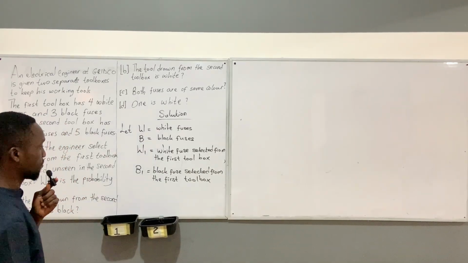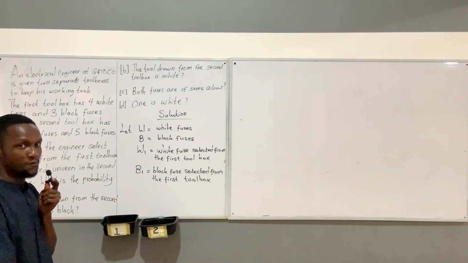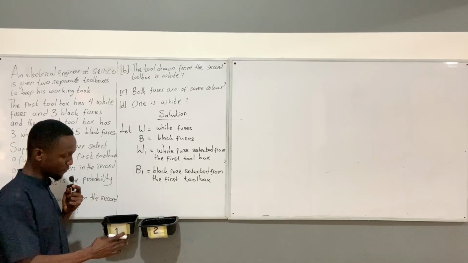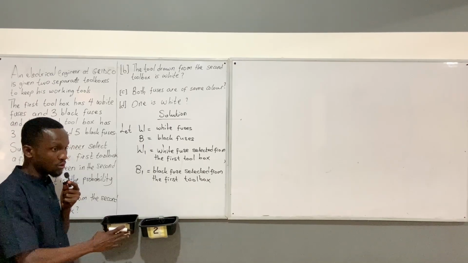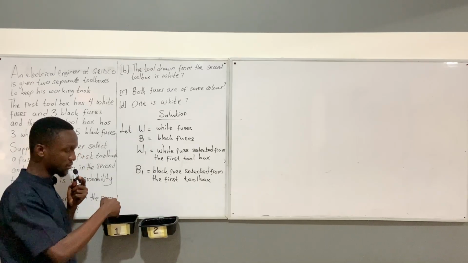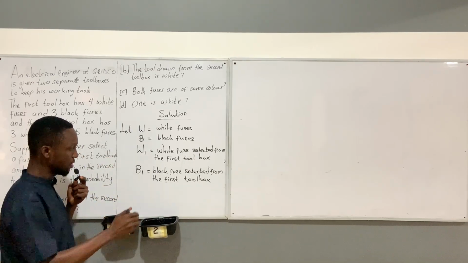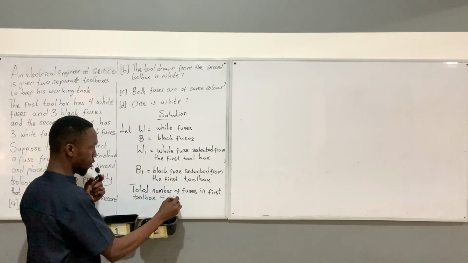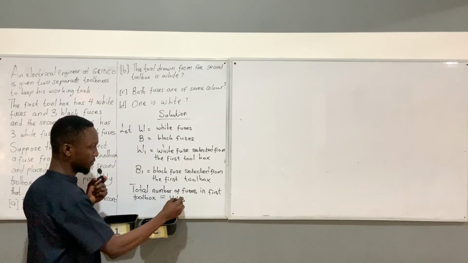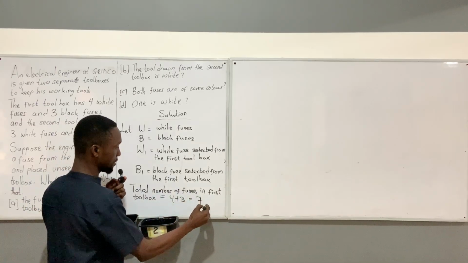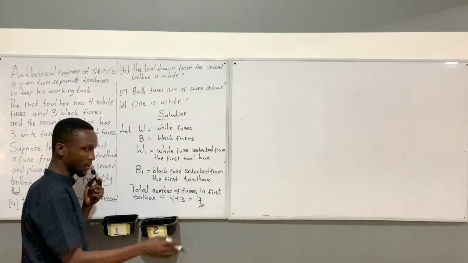Now, let's find the probability of the first toolbox. Before we can find the probability of the first toolbox, we need to find the total number of fuses we dropped here. It was 4 white fuses I dropped here, plus 3 black, making 7. So the total number of fuses is 4 plus 3, giving us 7. This is the sample space.